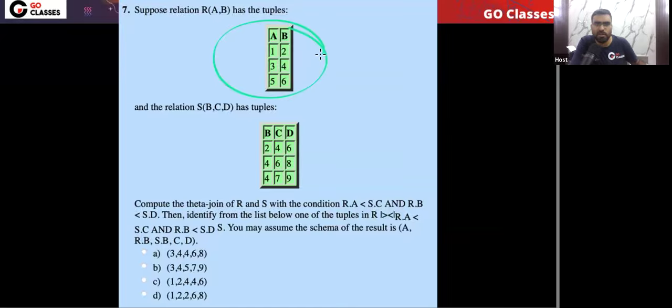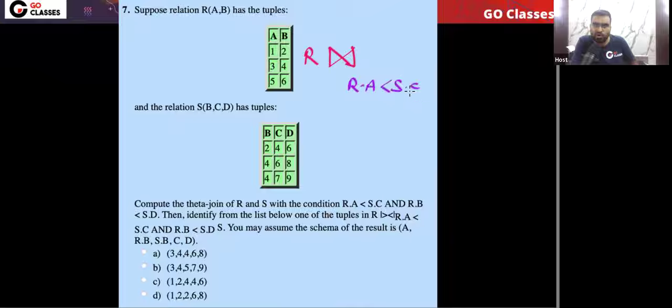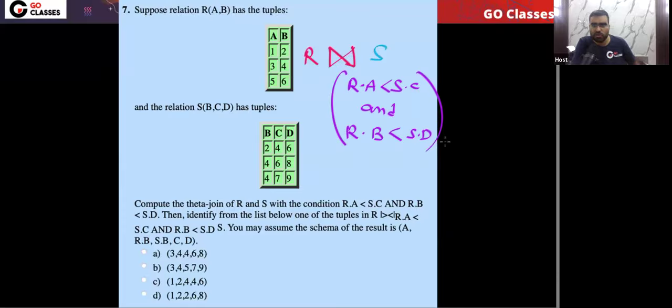So you can see here you have AB, here you have BCD. These are the two tables. There is theta join and this is given to you that we are doing theta join. Remember, we are doing R S theta join. And what is the condition? The condition is given to you that R dot A should be less than S dot C and R dot B should be less than S dot D. So this is the theta. So very simple. Remember, this whole condition is your theta.